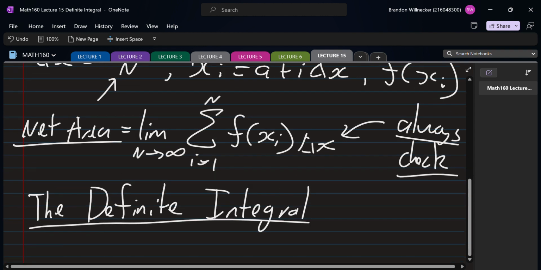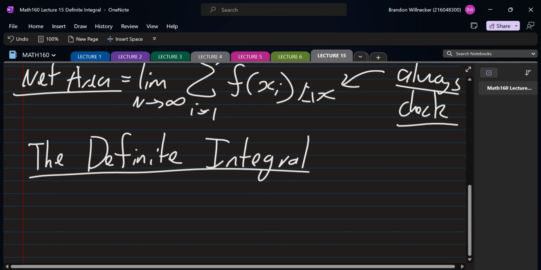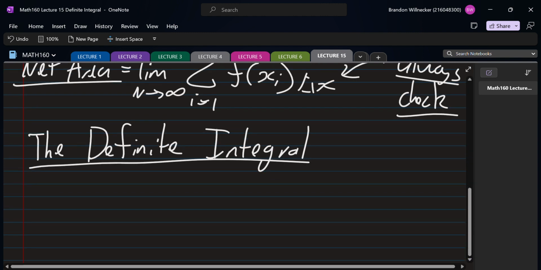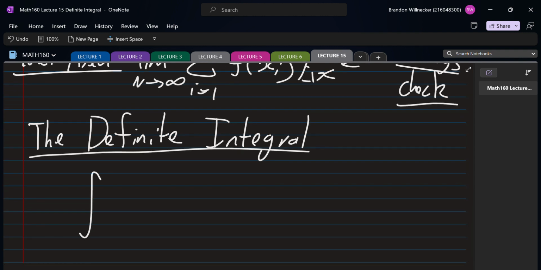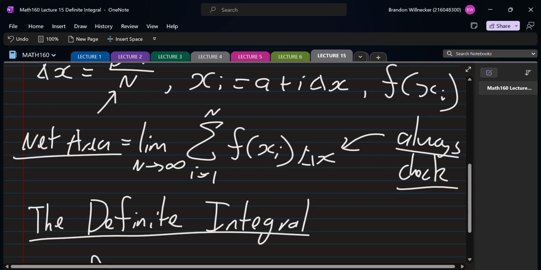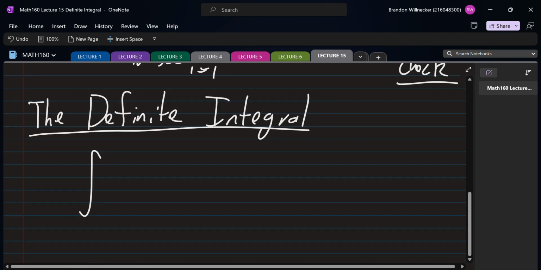So what is this definite integral? It's just another way of writing out this limit over here. So instead of writing the sum, the big capital sigma for sum, which is just Greek for S, we write it a bit differently. We write it like that. It's like an elongated S, just for sum. Like here we had the sigma, the Greek letter S for sum. Here we've got an elongated S.